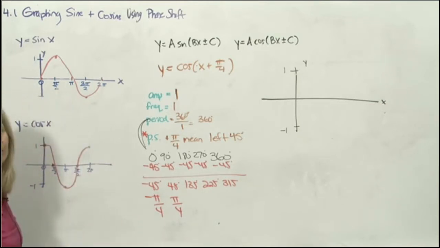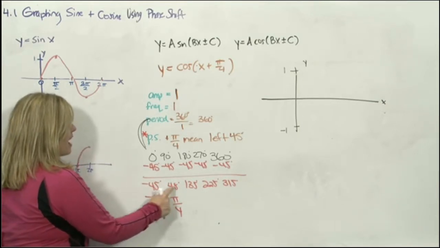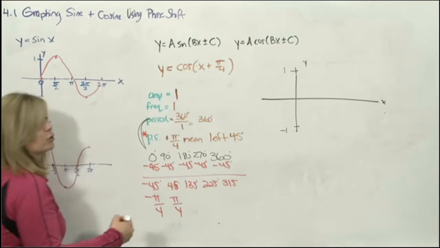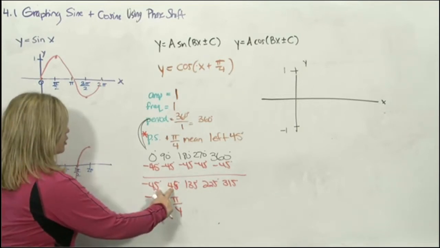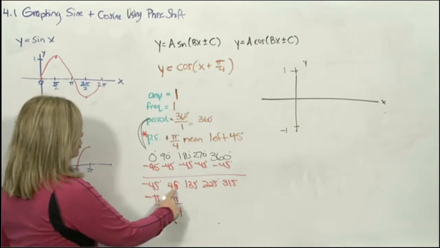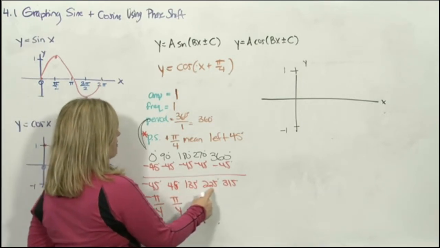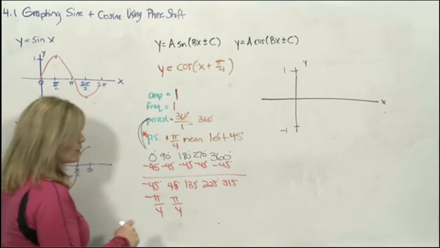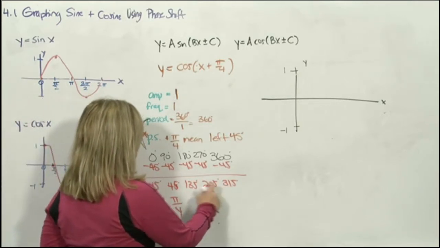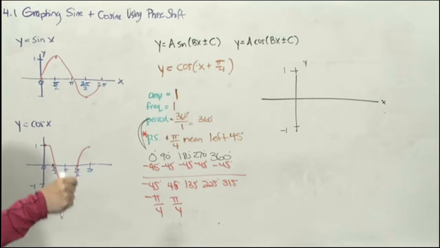Now everybody look at me. Between negative 45 and positive 45, what would you do? There would be 90 degrees in there. Do you all agree? And between 45 and 135, there's 90 degrees. And between 135 and 225, there's 90 degrees. And between 225 and 315 is 90 degrees. So everything is equally spaced.